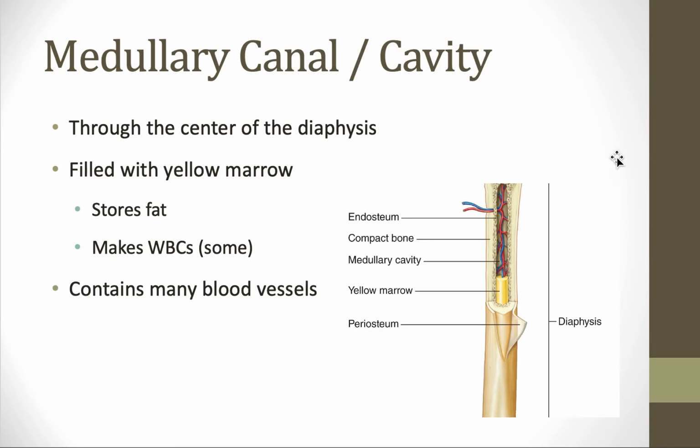The medullary canal, or the medullary cavity, runs through the center of the diaphysis. It's an opening that's filled with yellow marrow and contains many blood vessels. The yellow marrow stores fat and makes some of our white blood cells, though most of our blood cells are made by the red marrow, which we're going to talk about in a little bit.